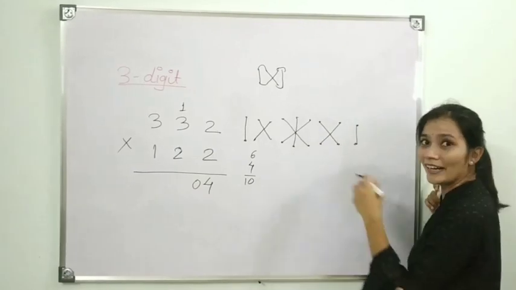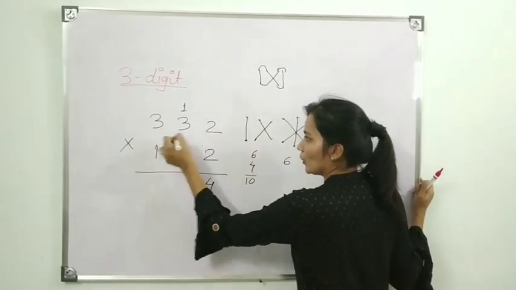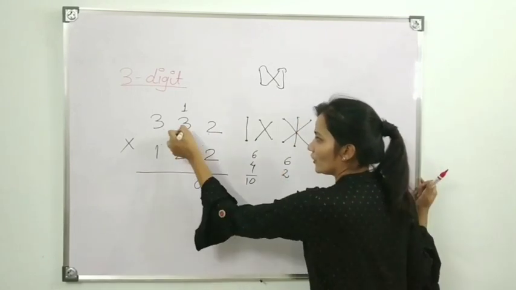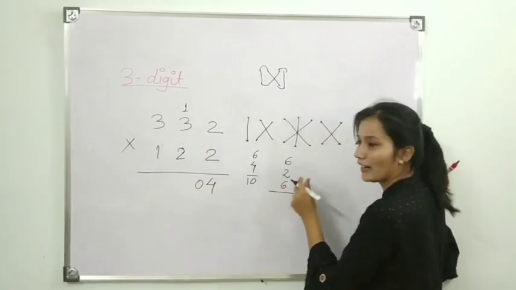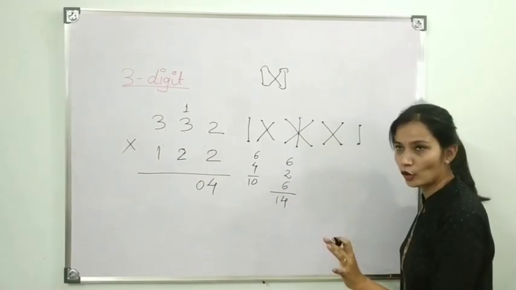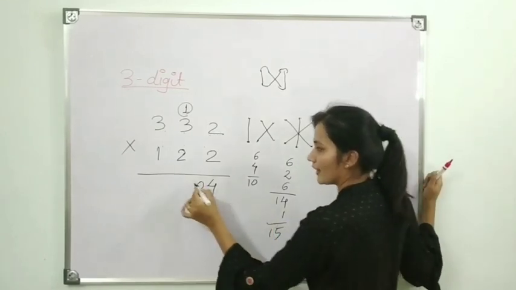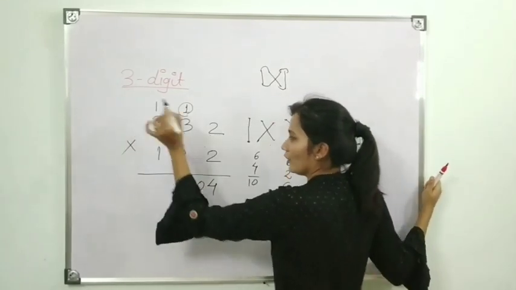Now the wide multiplication. So 3 into 2 is 6, 2 into 1 is 2, and 3 into 2 is again 6. So we will add these 3, which gives 14. You will write 14? No. And this one is the carry, so 15. So you will write 5 and carry 1.